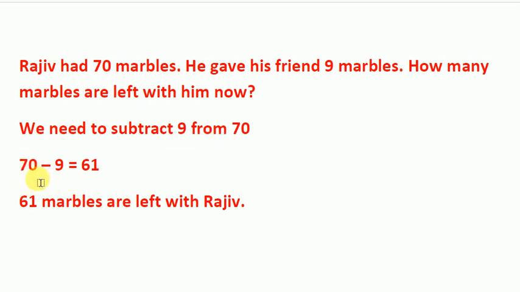So 70 minus 9. 70 you know is the bigger number. Start with the bigger number. Think of the bigger number in your head and count backwards as many times as the smaller number. The smaller number is 9. So you have to count 9 times backward. Start from 70 and count 9 times back. Okay, 70, then before 70, 9 times you have to count. You will reach 61. So therefore 61 marbles are left with Rajiv.